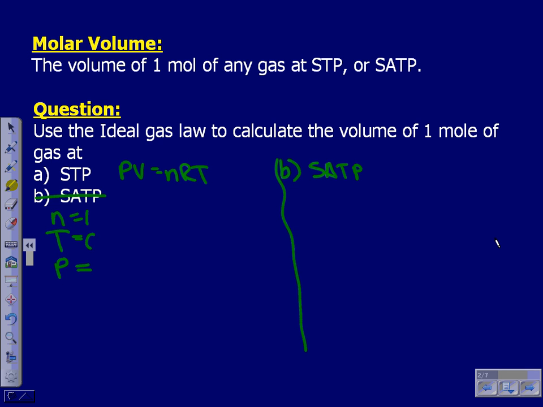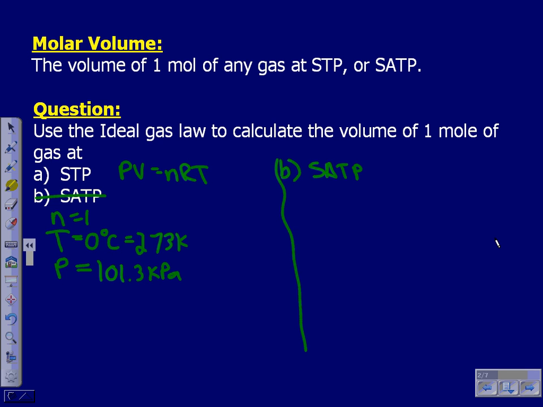0 degrees Celsius, which we're going to convert right away to 273 Kelvin. Pressure, standard. Yep, 101.3 kilopascals. So what I want you to do right now is substitute in your n, your T, your P, and solve for the V. I'll follow along with a calculation in a moment.